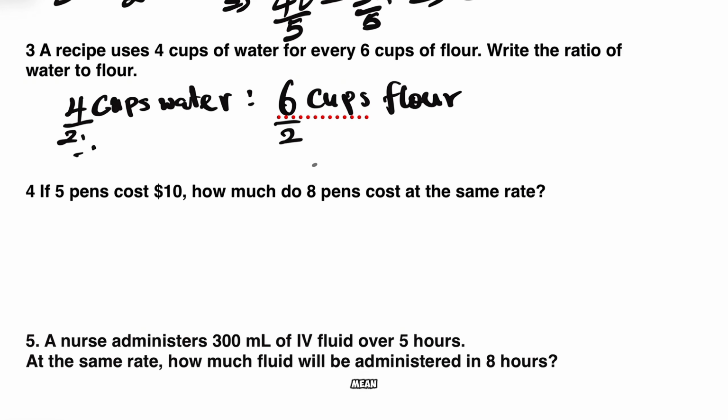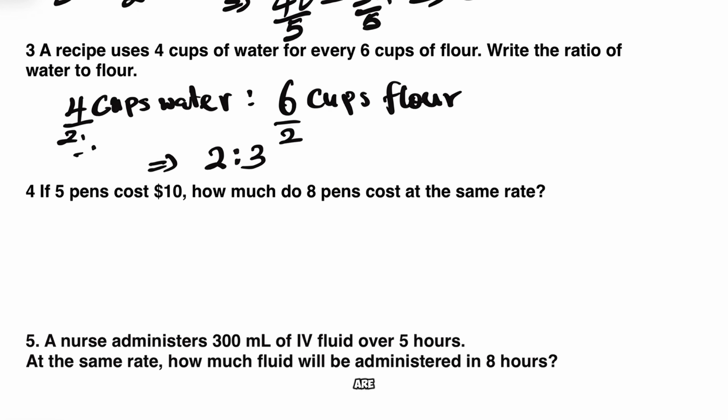So this will mean 2 is to 3. 2 cups of water for 3 cups of flour. Now let's look at question 4. If 5 pence cost $10, how much do 8 pence cost at the same rate?